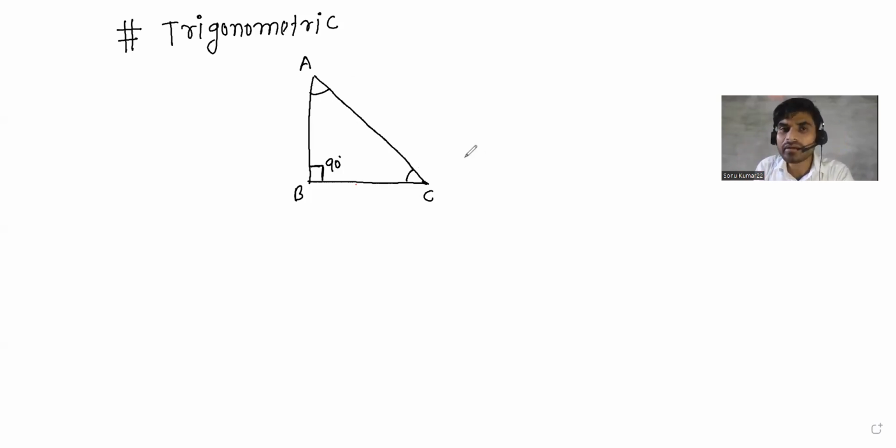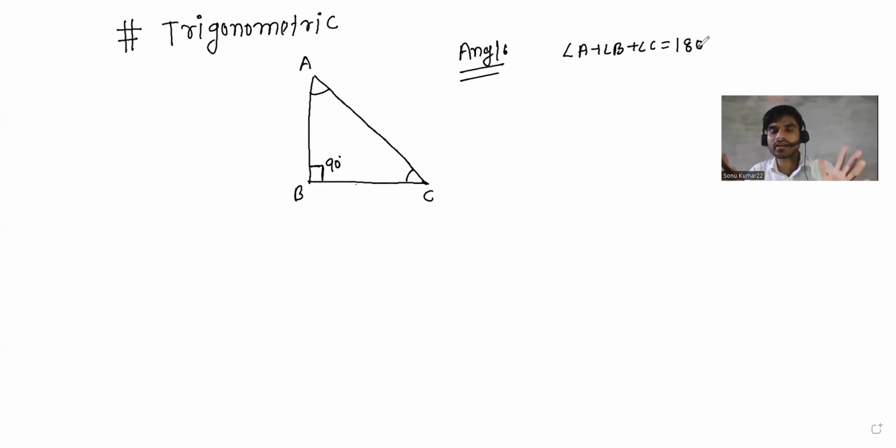So I'm writing the relation between the angles. Can I say here that angle A plus angle B plus angle C is equal to 180 degrees? We know this angle sum property of a triangle, the relation between the angles.